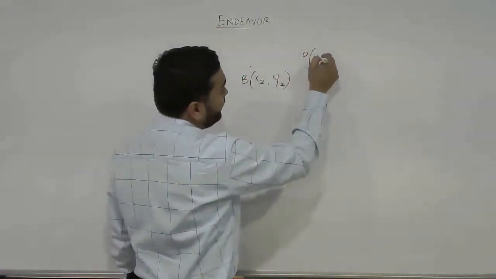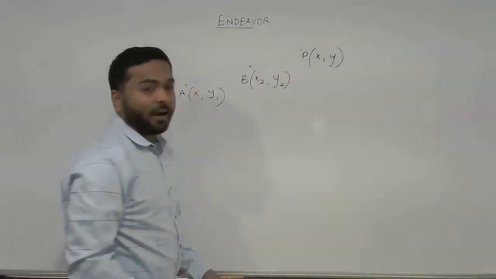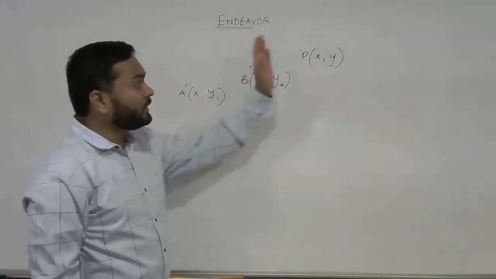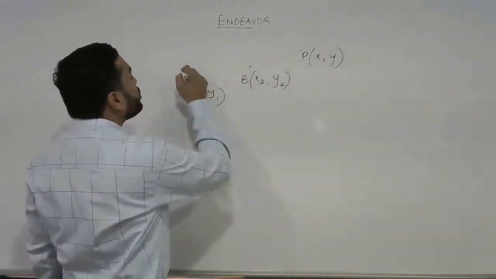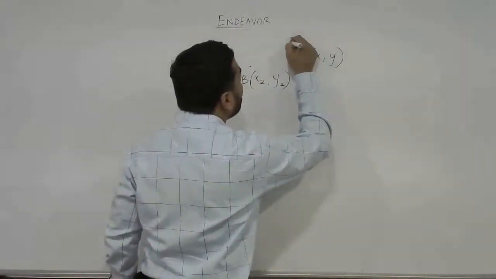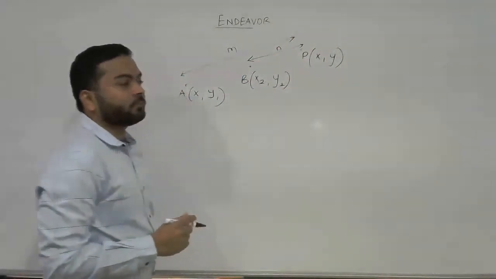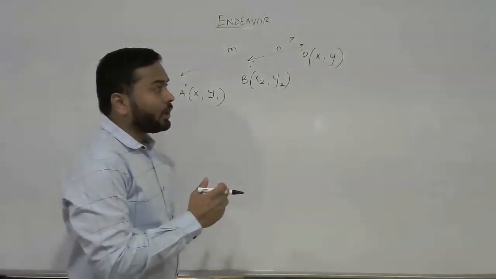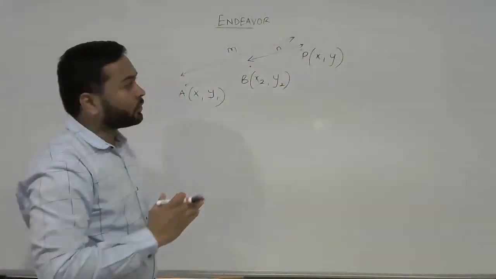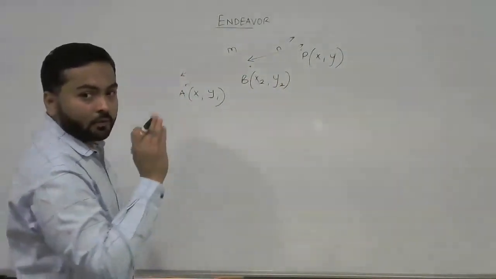If point P, (x, y), divides AB externally in the ratio m is to n, then what are the coordinates of (x, y)? What are the x, y?